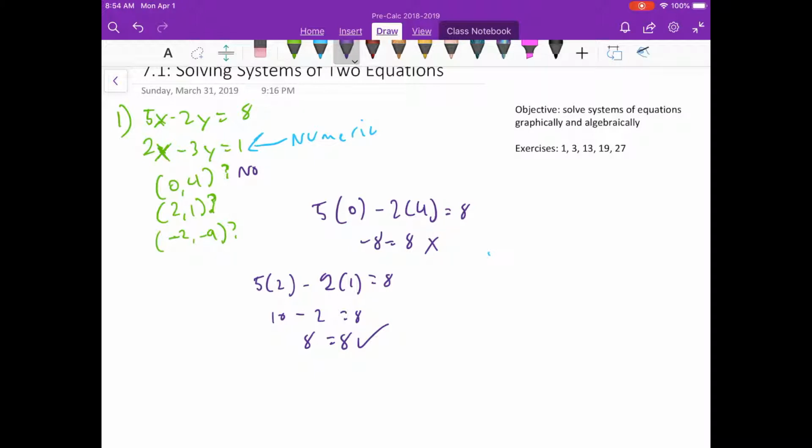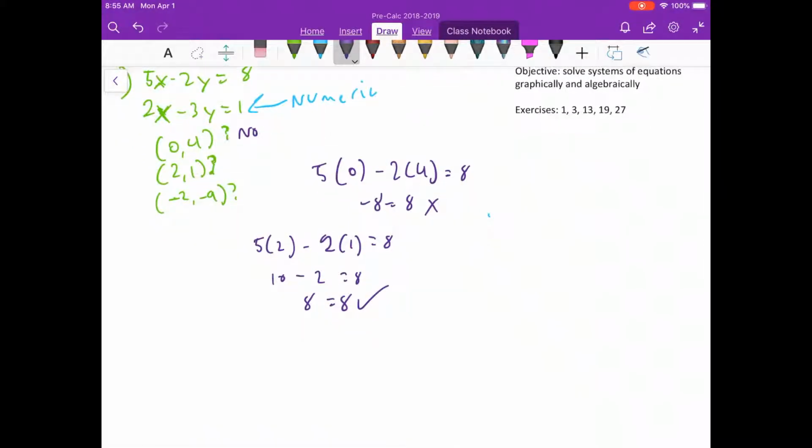Let's see if it's a solution to the second equation as well, to see if it's a solution to the system of two equations. We plug the same point into 2x minus 3y equals 1. So we get 2 times 2 minus 3 times 1 equals 1, which gives us 4 minus 3 equals 1, so 1 equals 1. Great, so this is a solution. That's a yes.